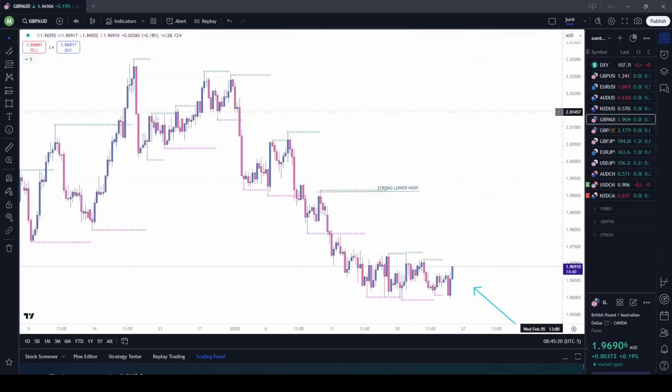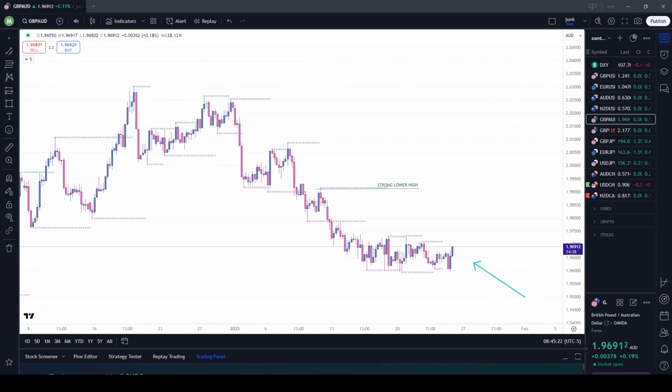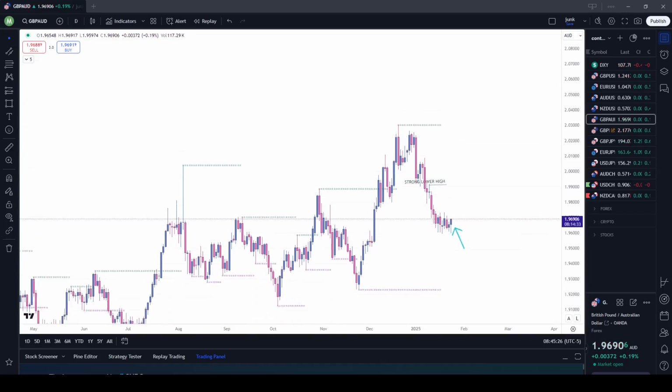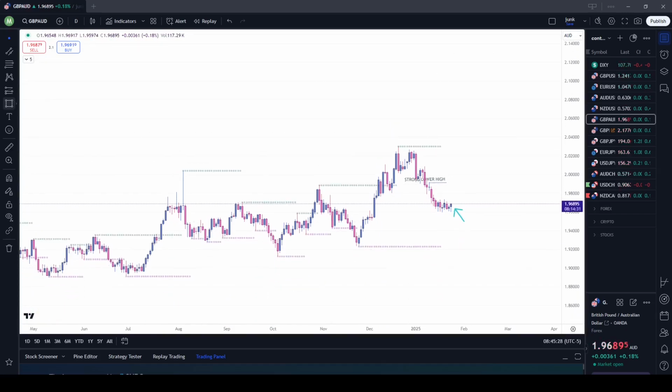GBP AUD. With this pair, we have been zooming out to the daily structure to see where it is in a zoomed out place. So this is the daily structure. It's been bullish, making higher highs, higher lows, as you can see. It's the higher high that was broken. So now this is the range that it's in. It's been trading sideways, as you can see.